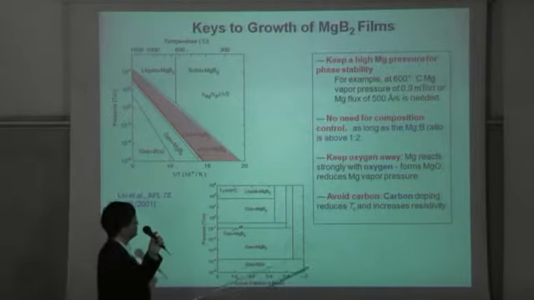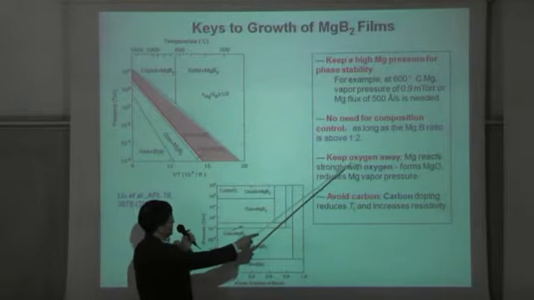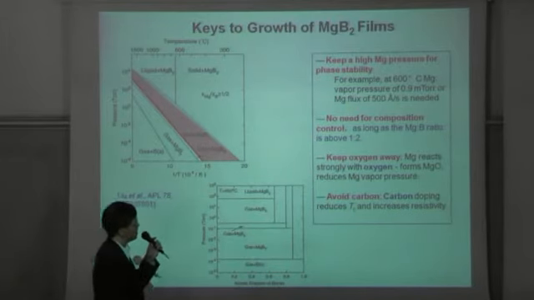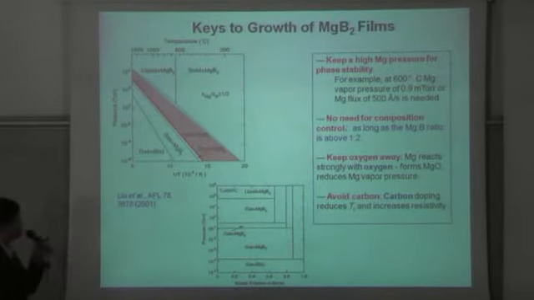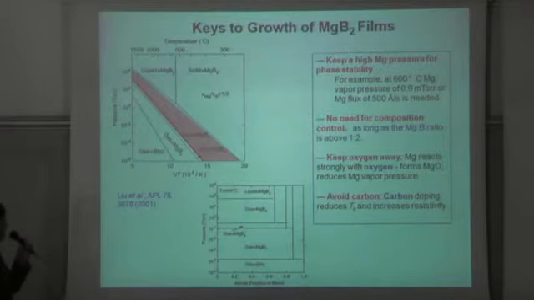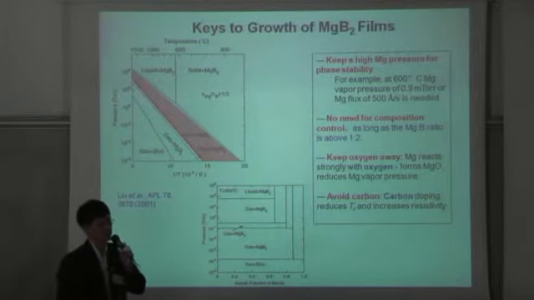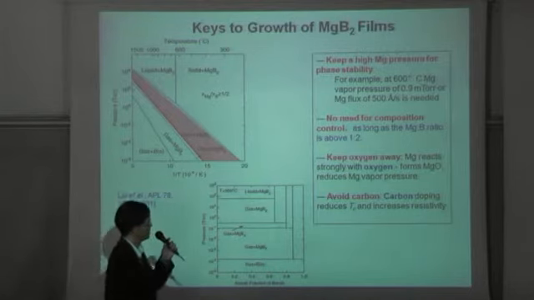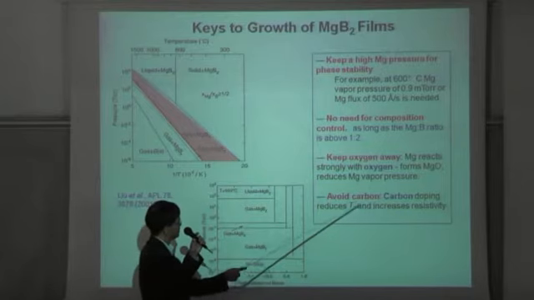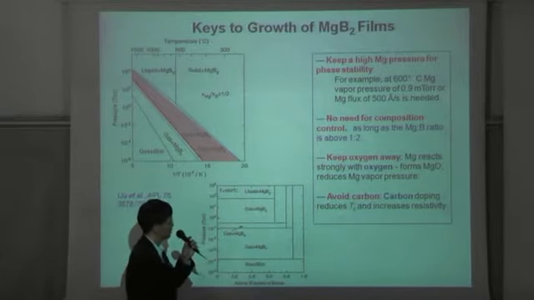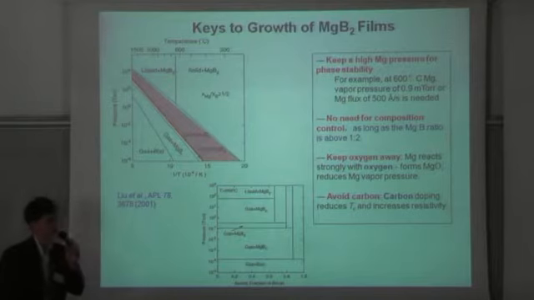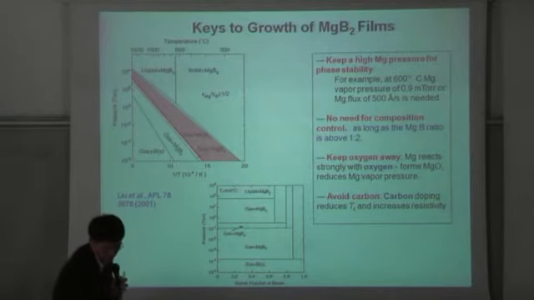The other important key is oxygen. You have to keep oxygen away, because magnesium reacts very strongly with oxygen, and it can form MgO in the film, or it can deplete the magnesium vapor pressure. Those are harmful. The other thing you have to worry about is to avoid carbon, because carbon is an impurity in these materials and also suppresses the superconducting properties of magnesium diboride.